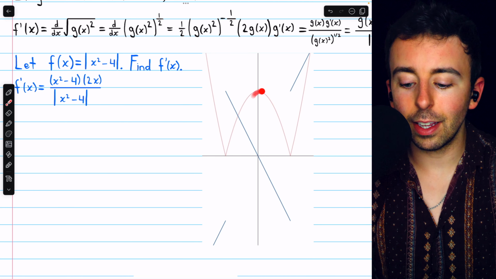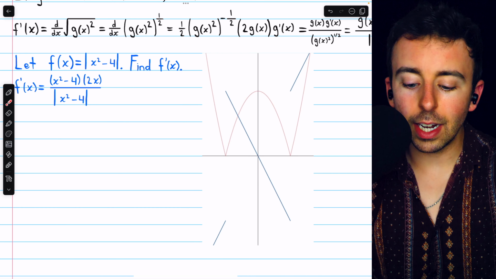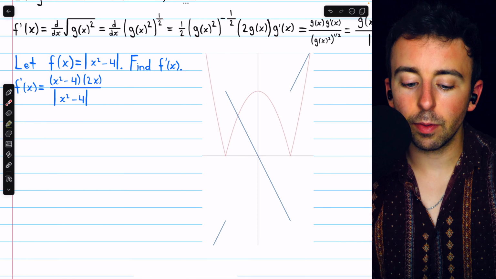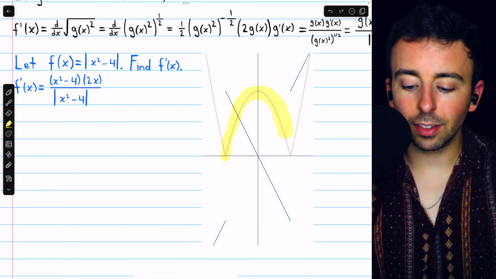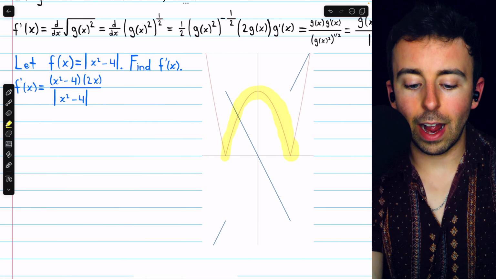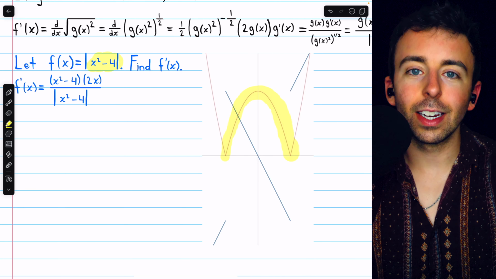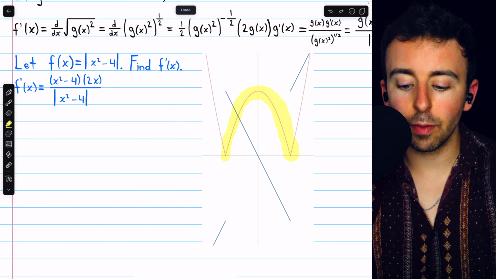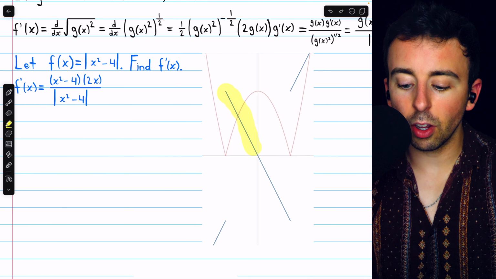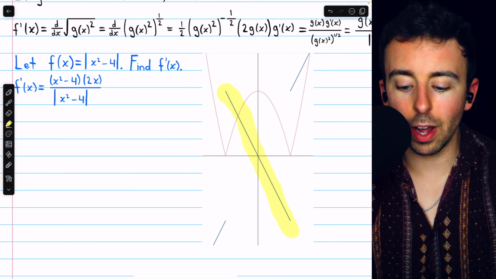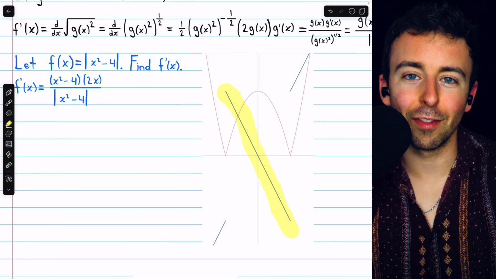The light red is the graph of the function, and then in blue, we see the derivative. You can see right here where the graph looks like it's been flipped up. That's where x squared minus 4 would be negative. So the absolute value function is flipping that up so that it's positive, and so our derivative is also hit by a factor of negative 1, which is why it looks like the derivative breaks there.